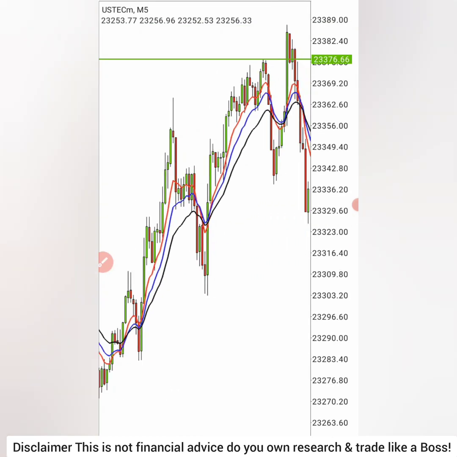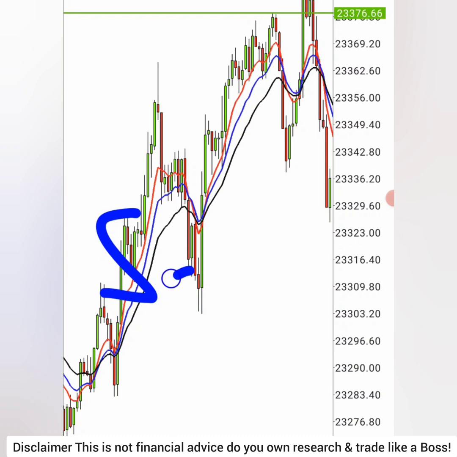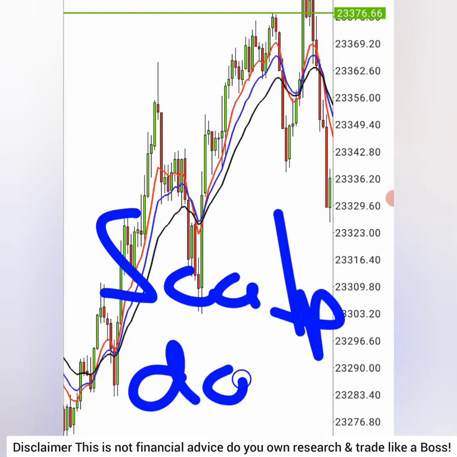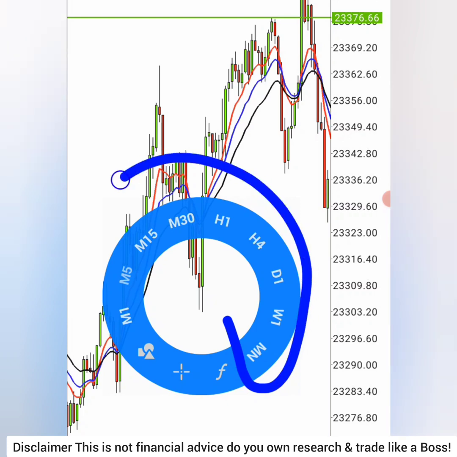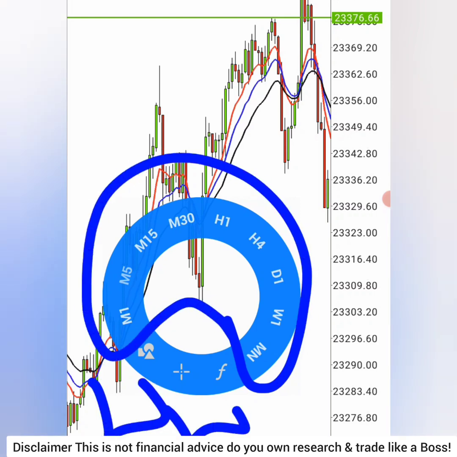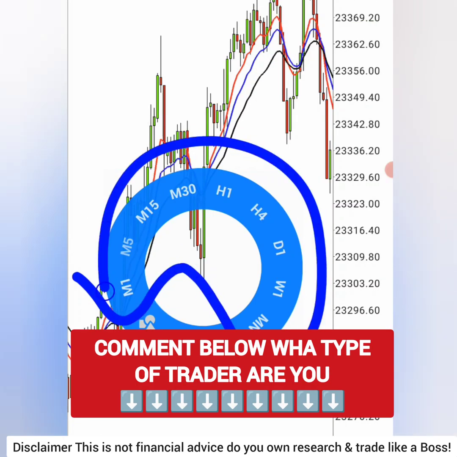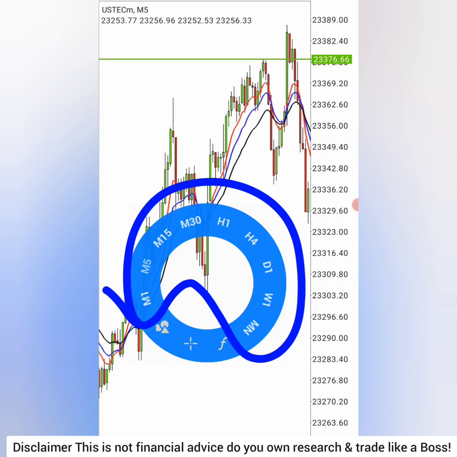The smaller time frame that you use will depend on what type of trader you are. Are you a scalper? Are you a day trader? Or are you a swing trader? So if you want to know the time frames to use to win each and every time, comment below what type of trader you are, or what type of trader you want to be.